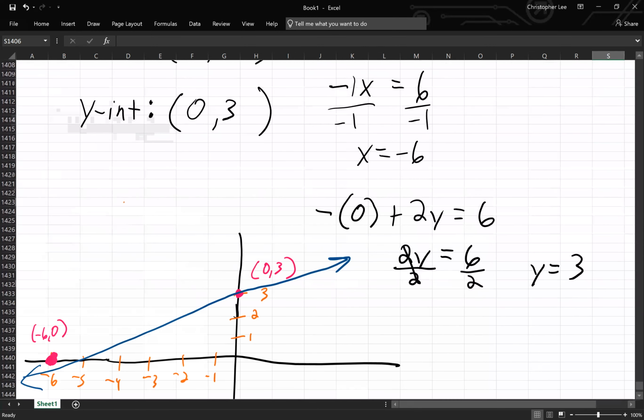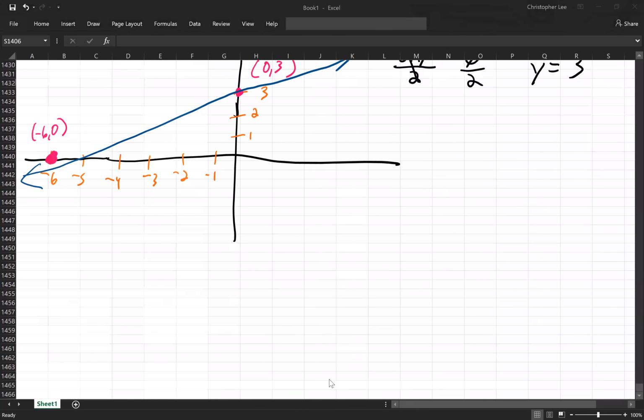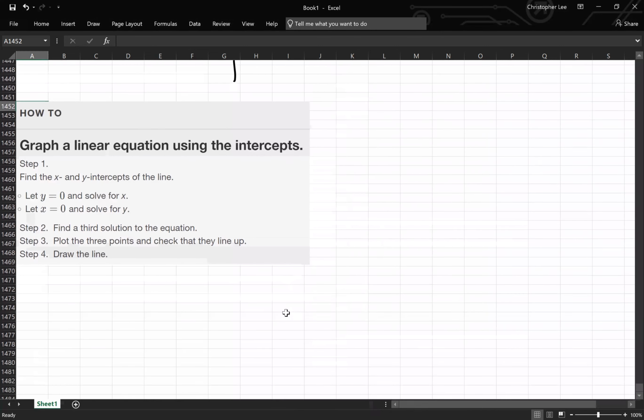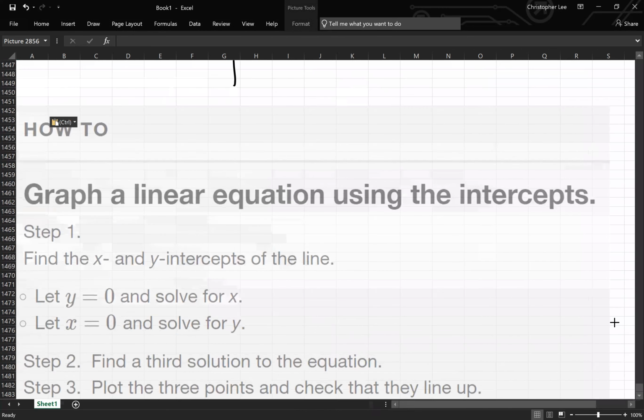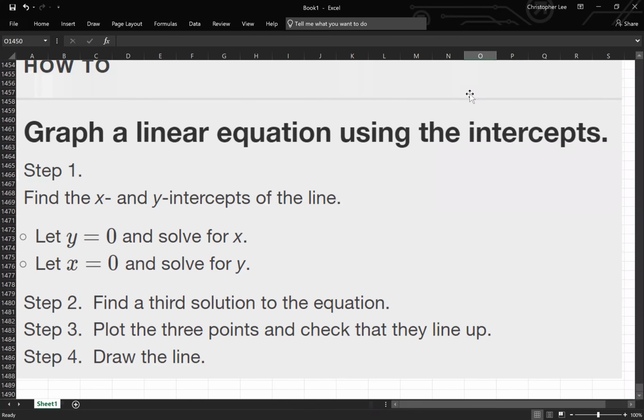All right, real quick. I just want to put some words to what we just discussed. So how to graph a linear equation using the intercepts. This is just how to do it. Step 1, find the x and y intercepts of the line. Let y equal 0 and solve for x. Let x equal 0 and solve for y. Step 2, find a third solution to the equation. Optional, your choice. Step 3, plot the 3 points, connect the dots to make the line, and that's it.